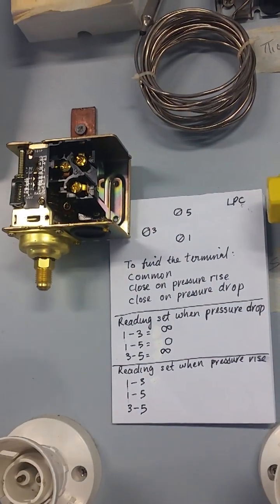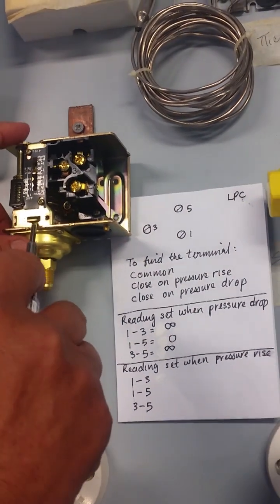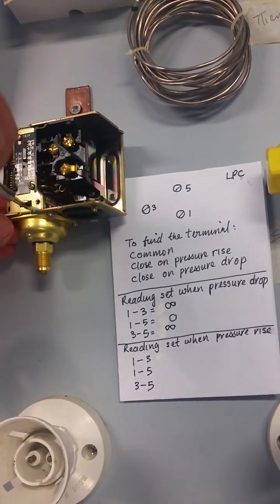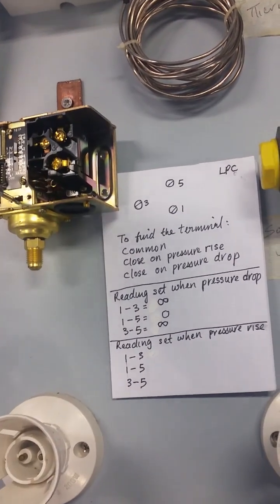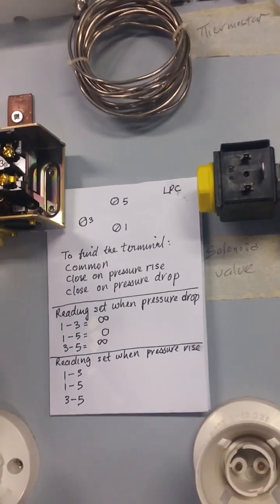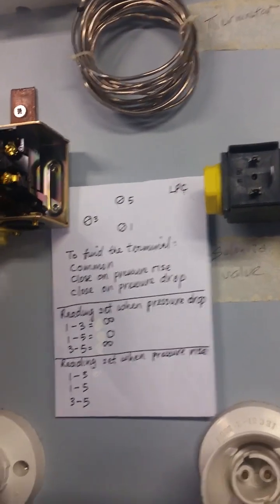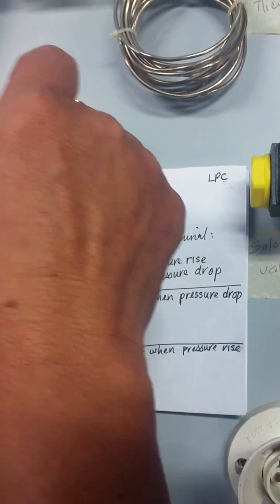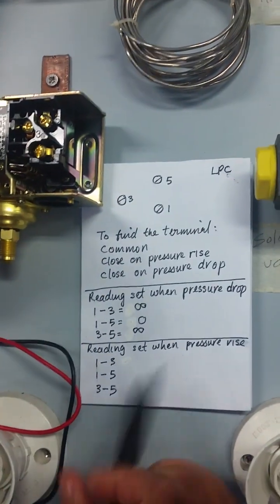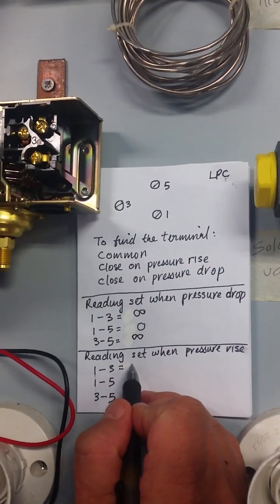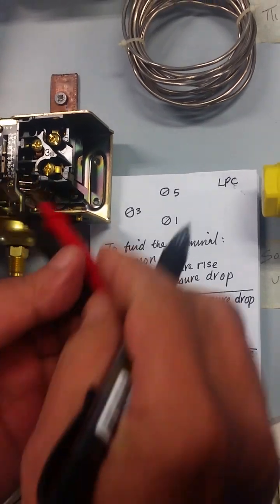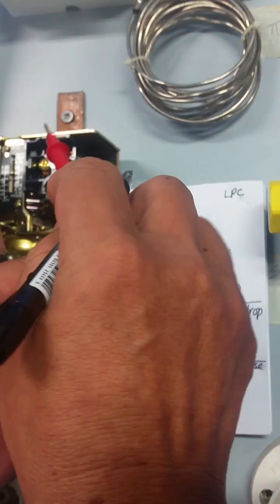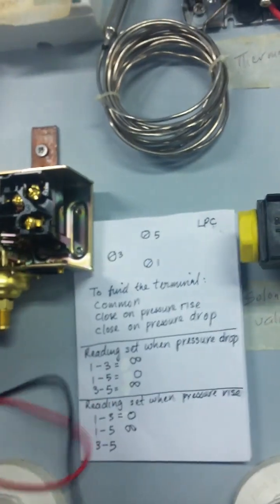Next, I want to simulate the low pressure control to cut in on pressure rise. So first reading is 1 to 3. The reading is 0. One to five, the reading is infinity. 3 to 5, reading is infinity.